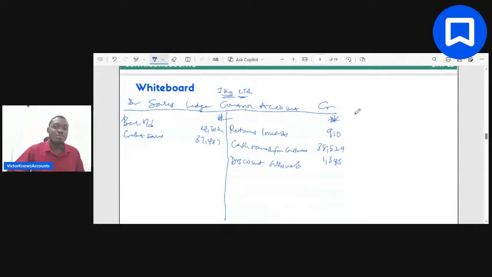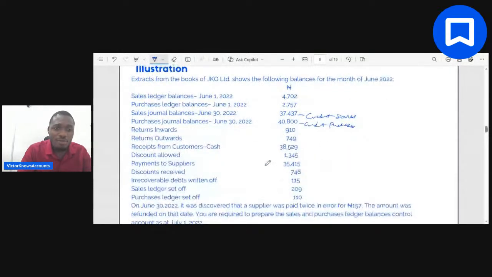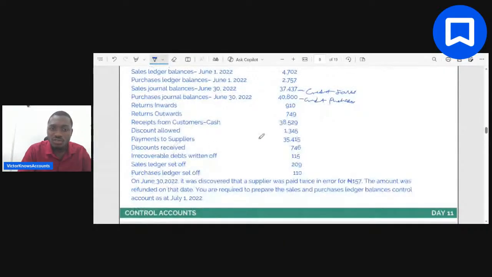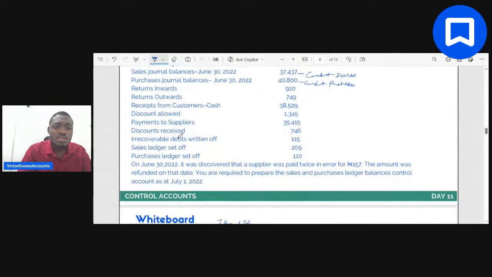Sorry, oh, it's debit and credit. That was a mistake from my end. So discount allowed. Then we have payment to suppliers. That one is not coming here. Discount received is not coming here. Irrecoverable debt written off. That's bad debt.